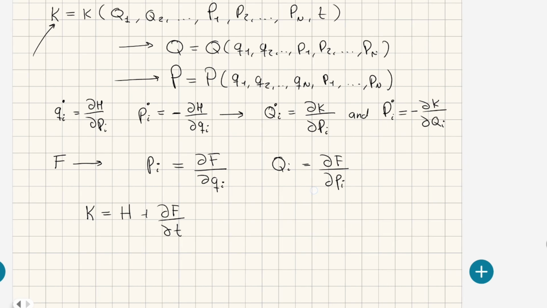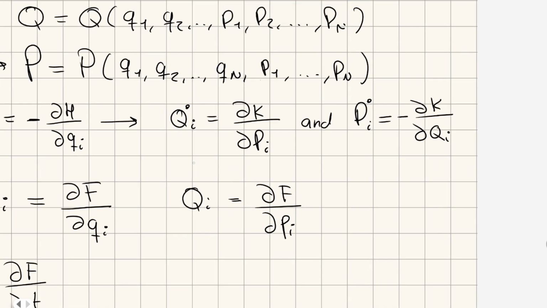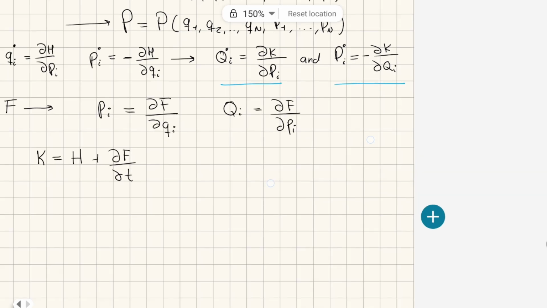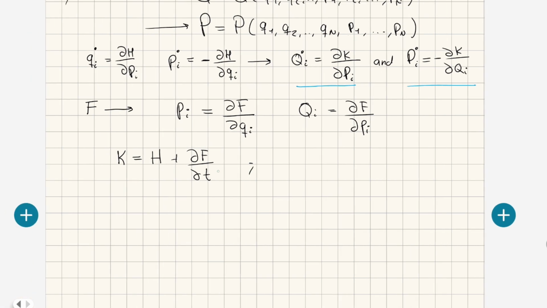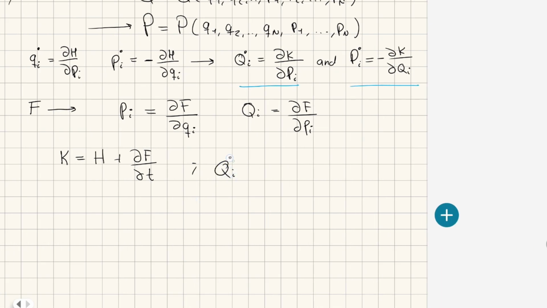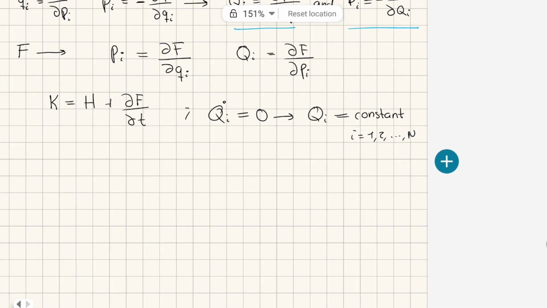In that case, if we look at these two equations that we have here, noting that this k is equal to 0, then we can easily see that Qi dot is going to be equal to 0. And that means that this Qi is going to be a constant for all i, for i equals 1, 2, up to n. The same thing will happen with Pi dot. This is going to be equal to 0, and Pi is going to be a constant.